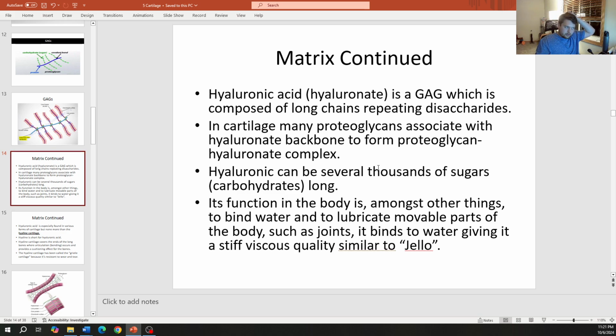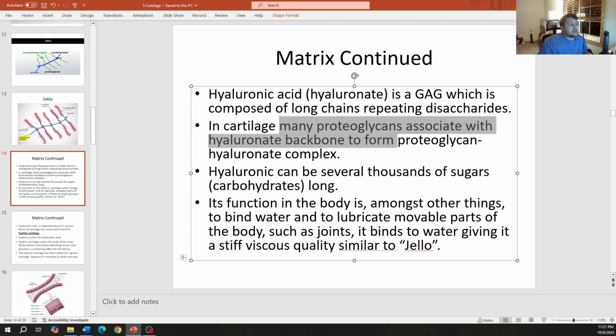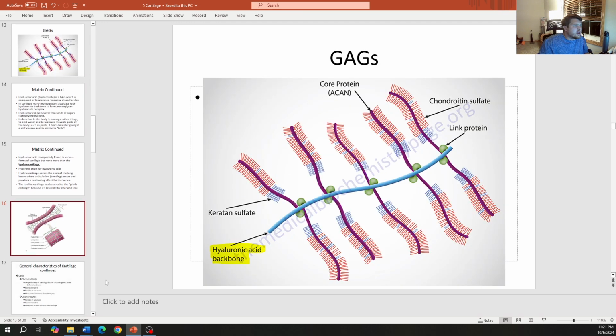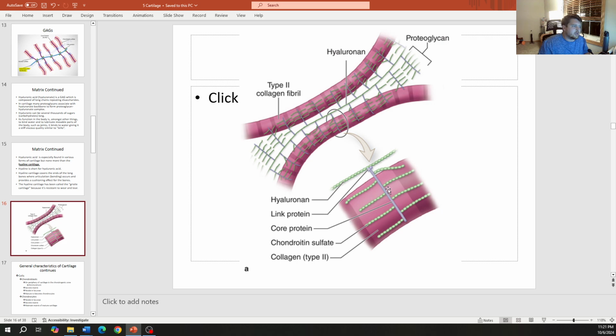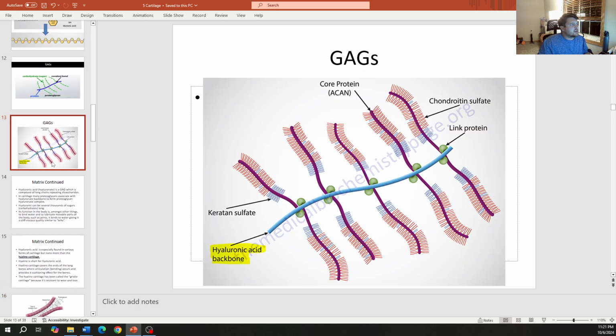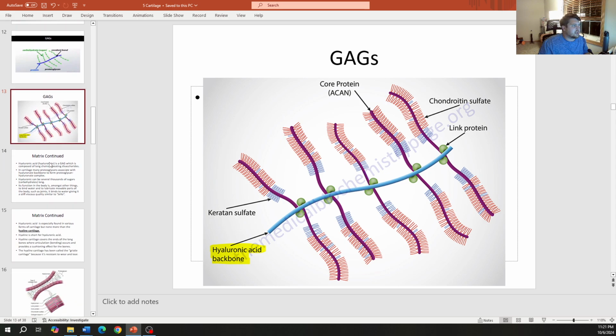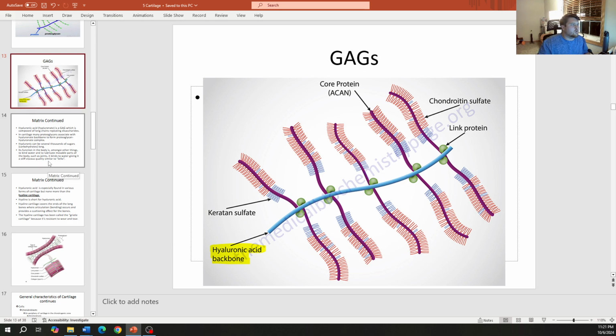And here's just kind of walking through that. That hyaluronic acid is a GAG, which is composed of long chain repeating disaccharides, and many of the proteoglycans associate with the hyaluronate backbone to form proteoglycan hyaluronate complex. And that's what this picture was of. Also have another picture of it here later on as well. You don't need to know all of the specifics about what's linked where, how it's all connected. Most of these pictures are just to kind of give you a better idea of what we're looking at.